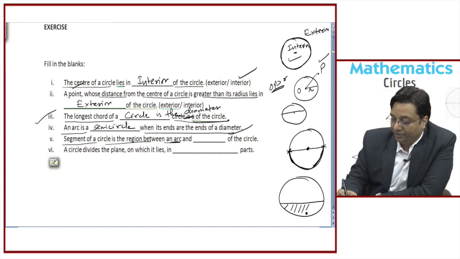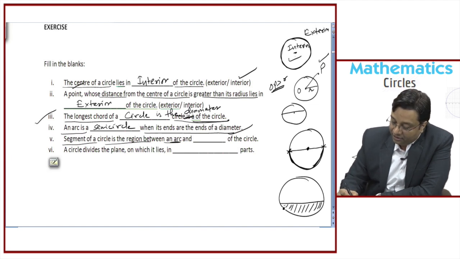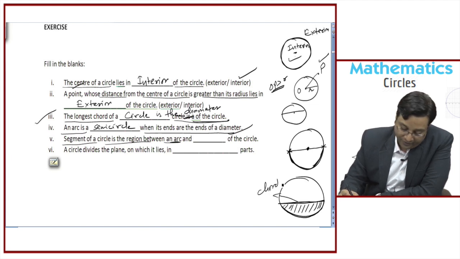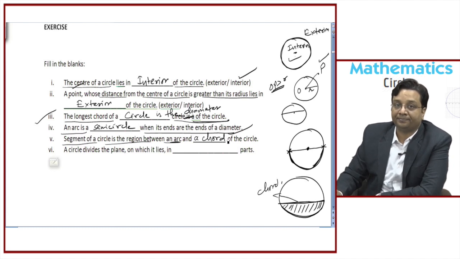This was the segment that I discussed in the introduction part. So this segment is enclosed between an arc and, what is this? This is a chord. So a segment of a circle is the region between an arc and a chord of the circle.